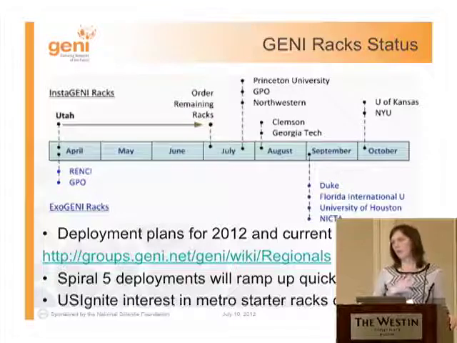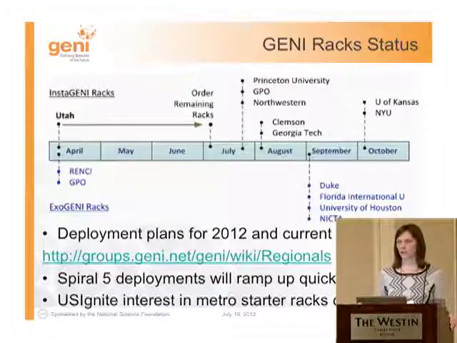It's important that we make it through this part of the project on time and that we get all of these racks through acceptance tests, because both projects are going to ramp up deployments very quickly in Spiral 5. So that's the effort and why we're putting a lot of effort into the acceptance testing.